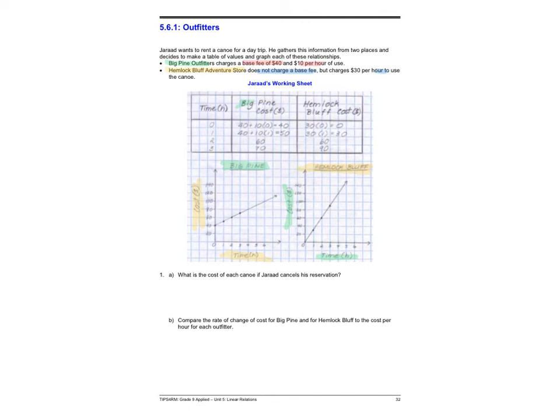So, we're going to take a look at question number 1 here. In question 1A, what is the cost of each canoe if Jared cancels his reservation? So this is asking us, if we were to have reserved our canoe and then decide to cancel, how much would it cost? Well, if you cancel your reservation, that means that you have had the canoe for 0 hours. In order to find this, we'll look at the time of 0 on both graphs.